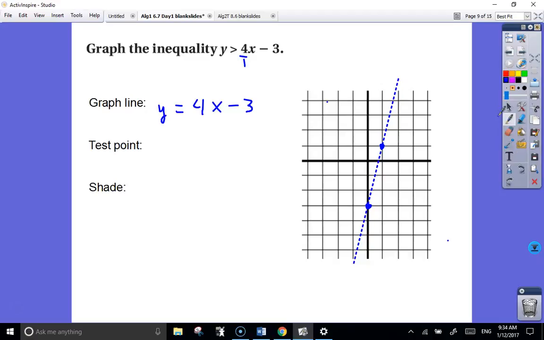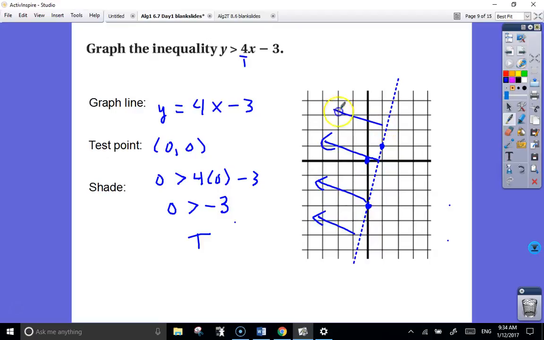Is 0, 0 a good point to test? Yeah, it's not on the line, so let's take 0, 0 and test it. That would make it 0 is greater than 4 times 0 minus 3. So 0 is greater than negative 3. Is that true? Okay, so what does that tell you? We just tested that point and we got a true statement. So we shade on that side. Okay, and so that's the graph of the two variable inequality. It's a line, solid or dashed, and shading.